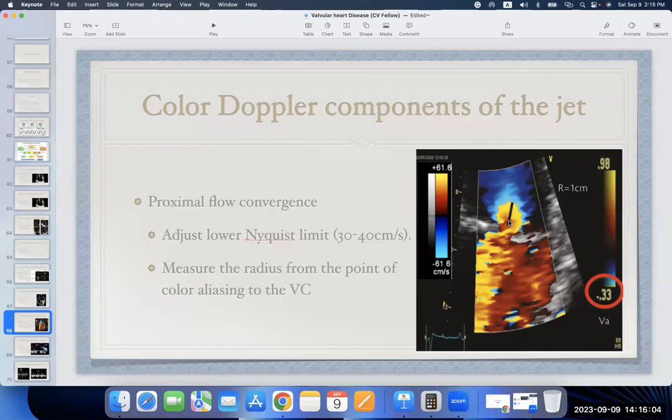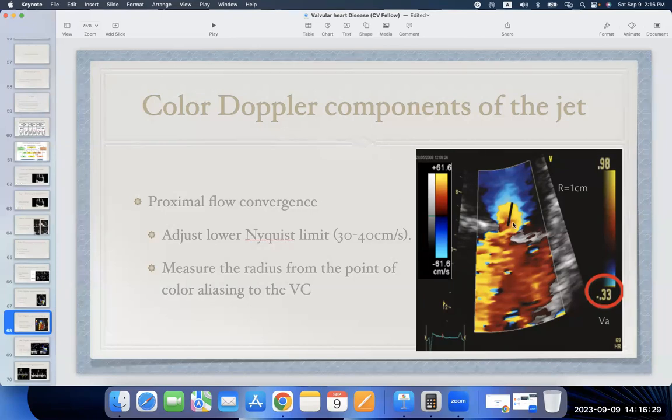We use the PISA to quantify the regurgitation volume and fraction, but we don't use it here at the beginning. We use only the convergence, the radius itself. And this should be measured after you adjust the Nyquist limit to between 30 to 40. So you need to adjust.